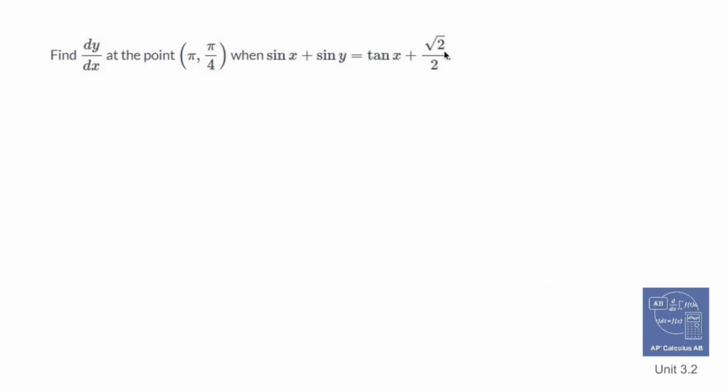Find dy/dx at the point pi over 4 when sin x plus sin y equals tan x plus root 2 over 2. All right, so x's and y's floating around. This has got to be implicit differentiation. So what we're going to do is d/dx both sides.